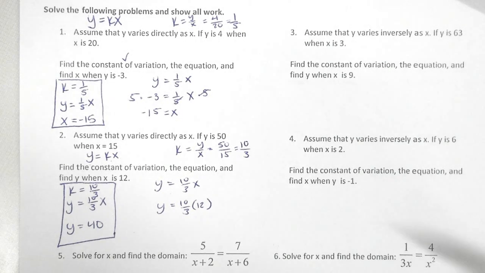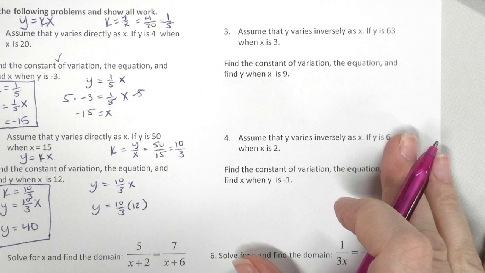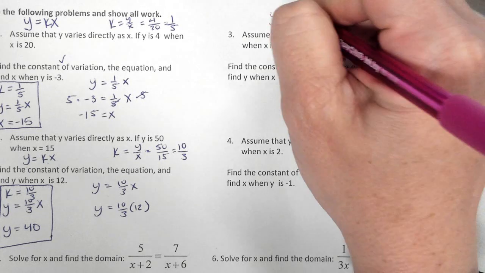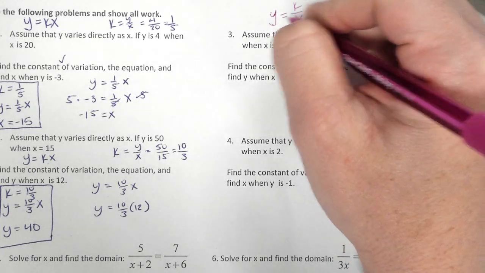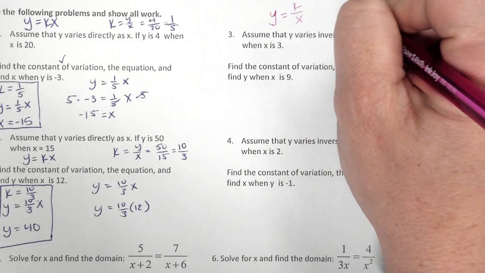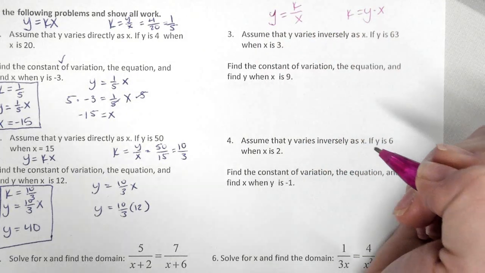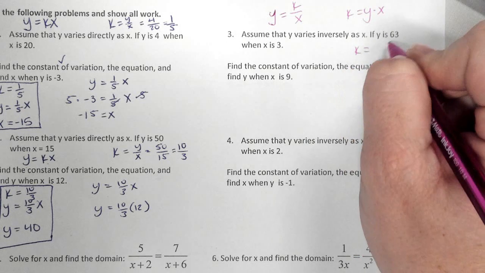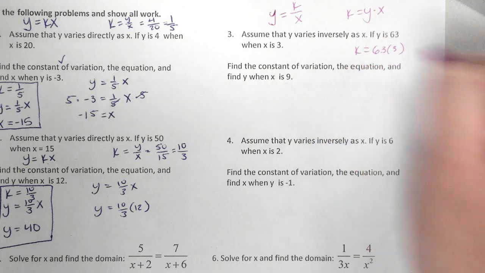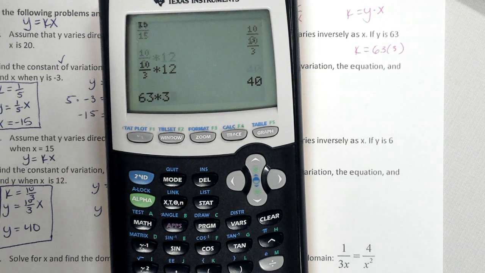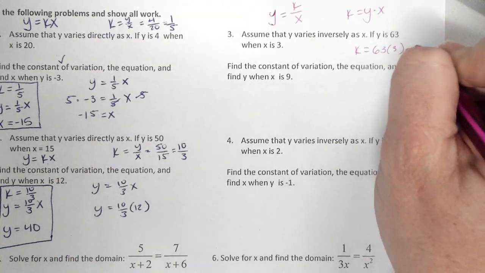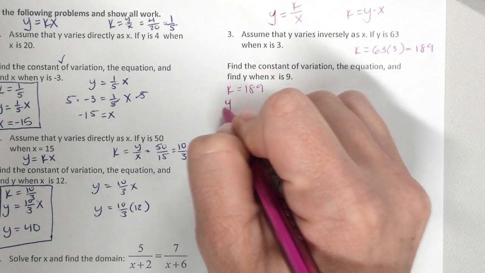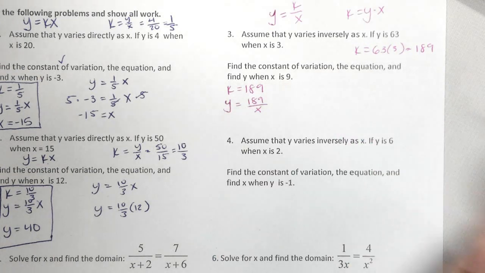So that's direct variation. Now let's look at inverse variation. So inverse, remember, is when you divide. So y equals, if it inversely is x, so k over x. So then to find k, I would multiply both sides by x. So k equals y times x. So y varies inversely as x. We have this, and so k equals 63 times 3, and I get 189. So k equals 189. So y equals k, which is 189 over x.